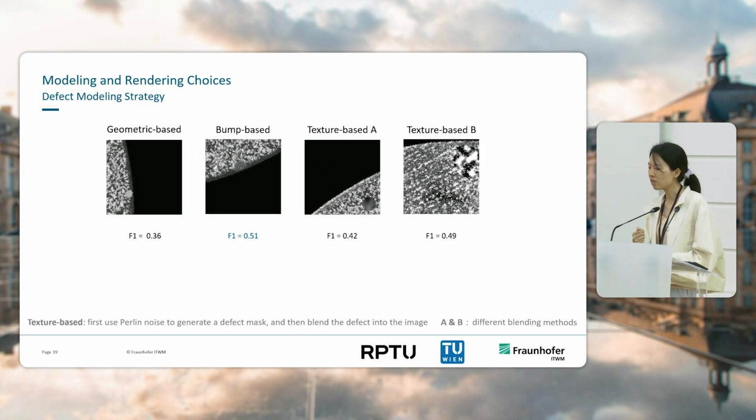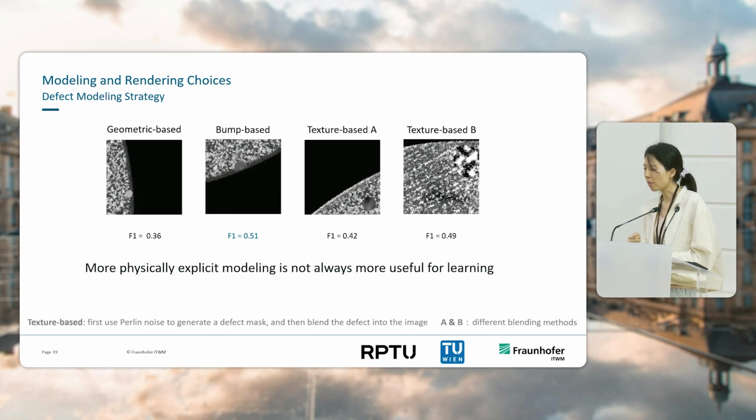A natural expectation is that a more physically explicit method should always work better. However, this is not what we observe. In our setting, the bump-based approach actually achieves the best performance. We evaluate the downstream performance using the F1 score, which balances false positives and false negatives. A higher F1 indicates better detection performance. So the takeaway is that more physically explicit modeling does not necessarily produce a more useful training dataset.